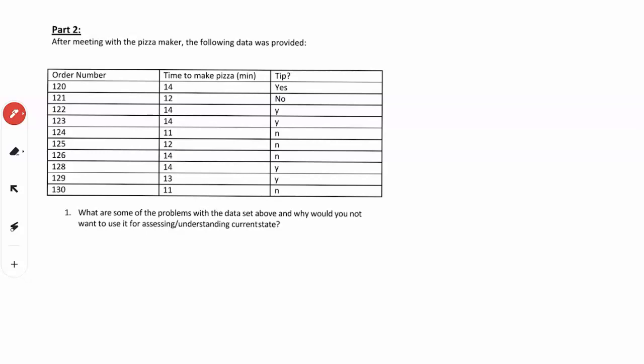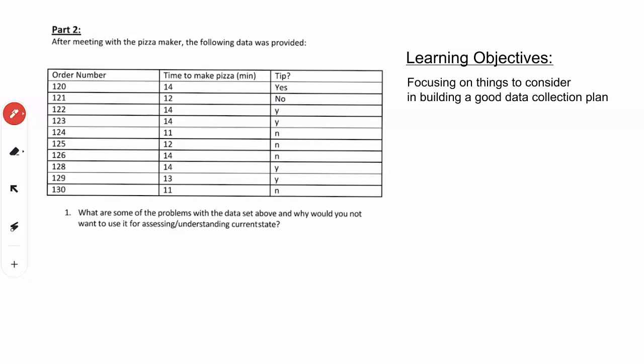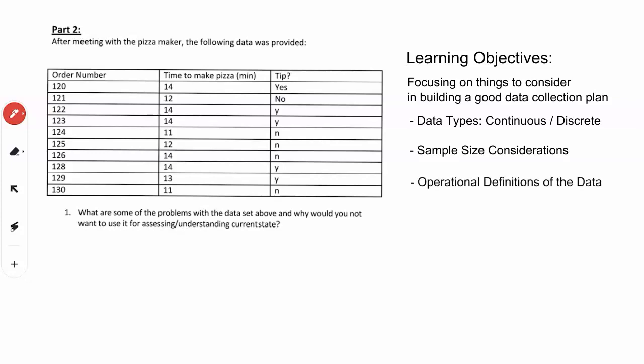And in part two, what we're really going to be doing in terms of learning objectives is to take a look at what is included in a good data collection plan by looking at an example of a poor data collection plan. Specific things include the types of data to consider in a process improvement project, continuous or discrete, and the effects that the data type has on your sample size consideration. We'll also take a look at operational definitions that should be created so that all data measures are collecting the same data in the same way.